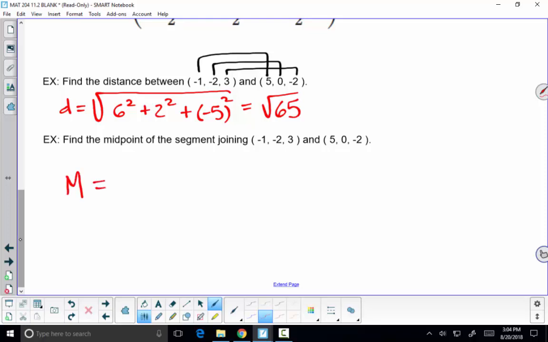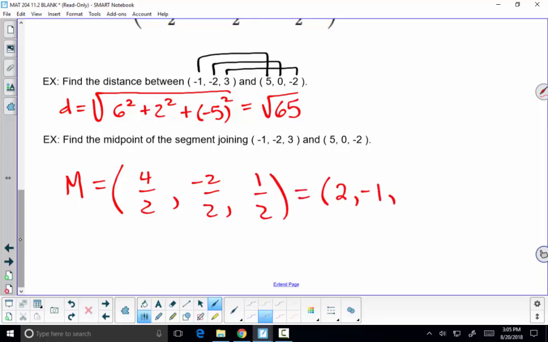All right, midpoint. Here we have to average. 5 minus 1 is 4. We average those 2 coordinates by dividing by 2. We add the next 2: 0 plus negative 2 is negative 2, divided by 2. Add those 2, and we get 1/2. So our midpoint is going to be the ordered triple 2, negative 1, 1/2. That will be our midpoint.